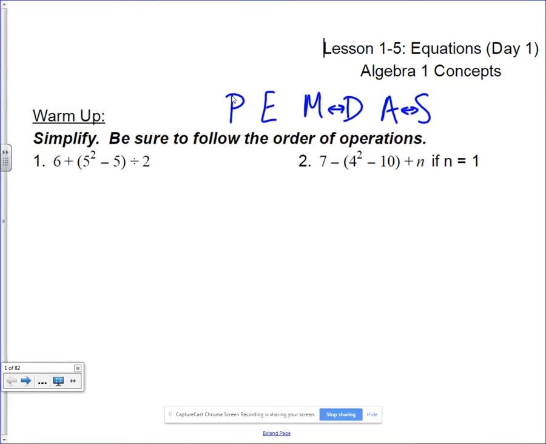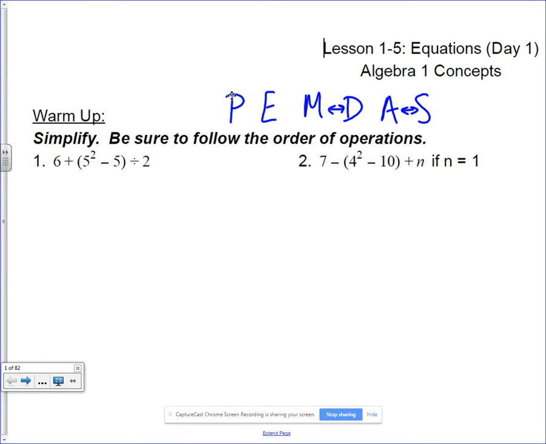Because once you get to multiplication and division, it's whichever one comes first. Either the multiplication or the division. Is everybody clear on that? And then once you get to adding and subtracting, it's whichever one comes first. Either the adding or the subtracting. Fair enough? Okay, so what would I do first here in number 1? You guys, you're going to need your calculators out and ready to go here.